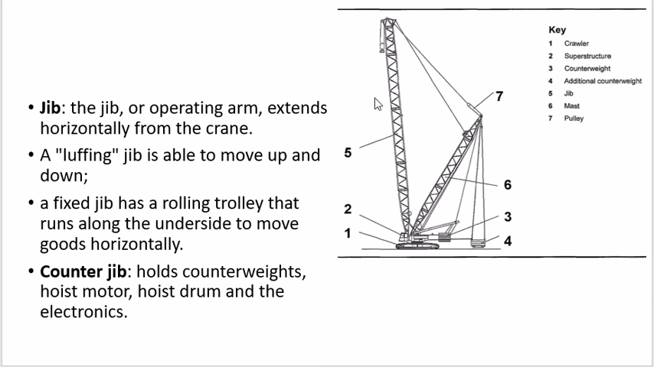So as you can see, the number 5 is your jib in the diagram. This is actually the operating arm which extends horizontally from the crane. There are two kinds of jibs available. The first one is a luffing jib and the second one is a fixed jib.